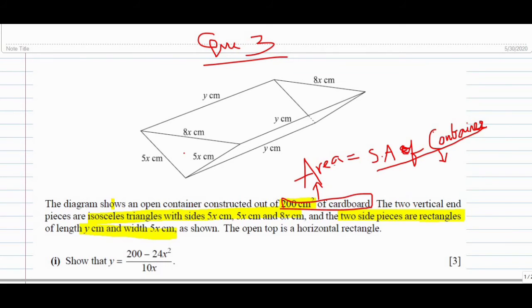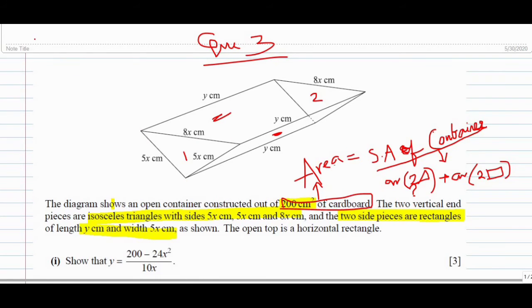So what we need to make use of is that the area of cardboard is 200 centimeter square, which is the same as the surface area of the container. The container has two isosceles triangles and two rectangular faces, because the third face is open. So the area of cardboard is the same as the area of two isosceles triangles plus the area of two rectangles.